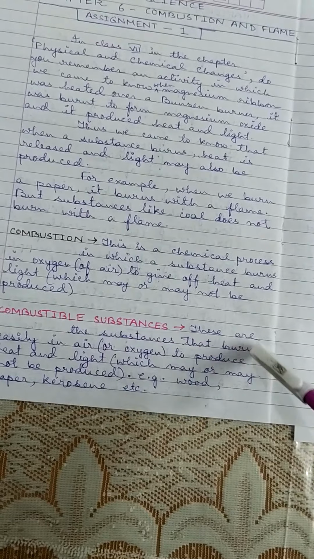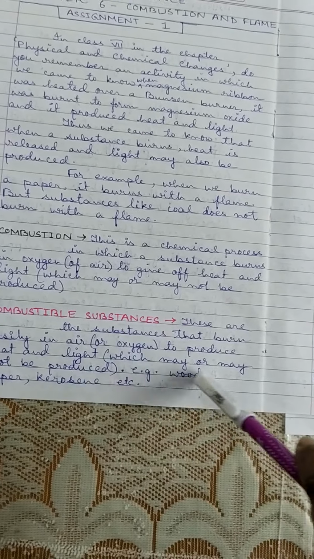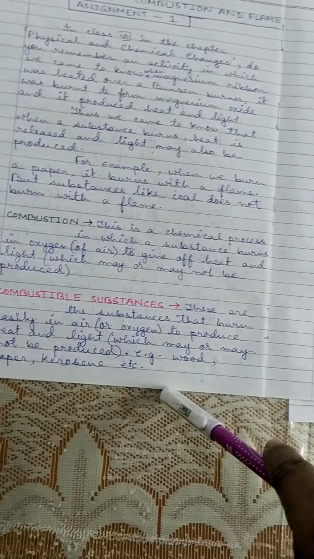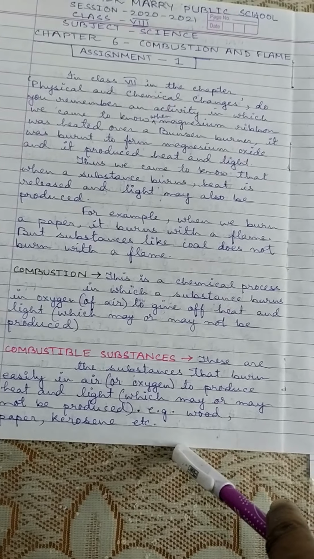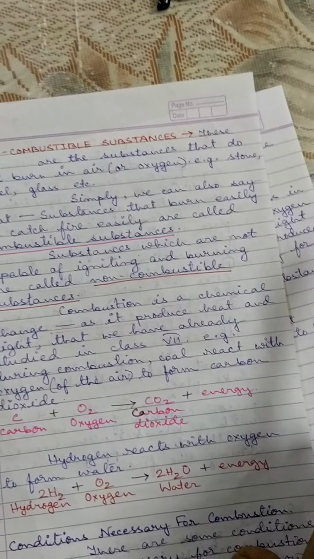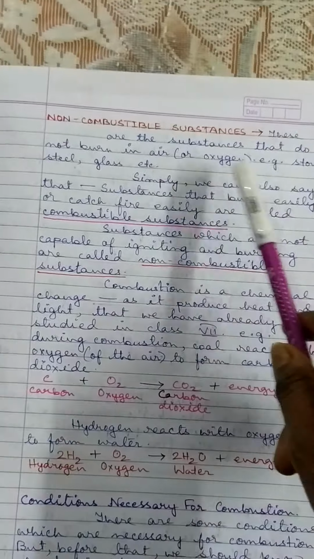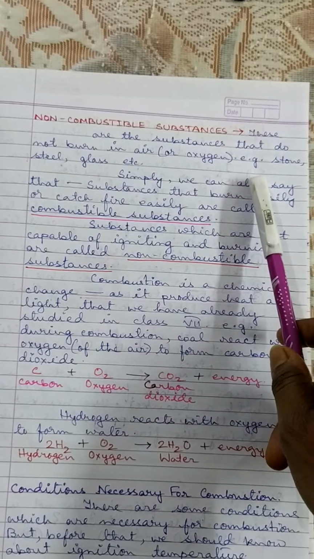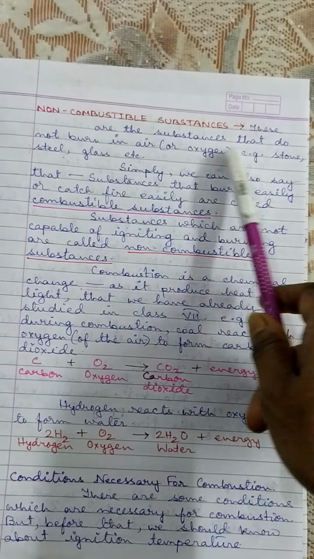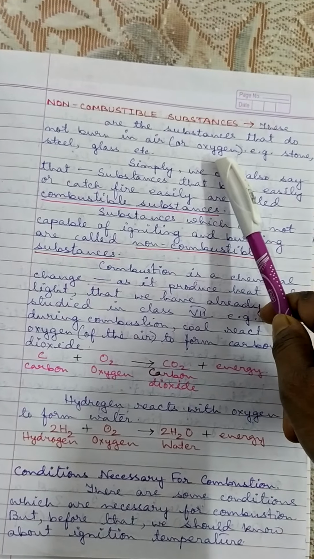Combustible substances are the substances that burn easily in air to produce heat and light, which may or may not be seen. For example, wood, paper, kerosene burn very easily when fire is held before them. But non-combustible substances are also there. These are the substances that do not burn in air or oxygen, for example stone, steel, glass, etc.